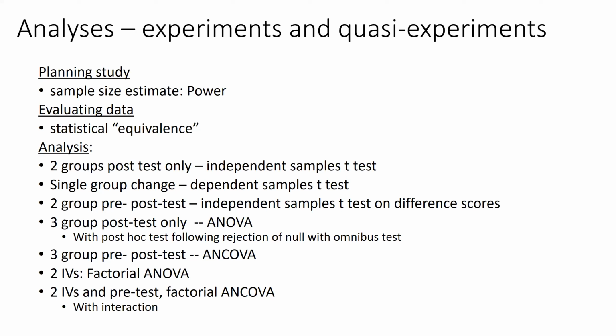By the way, you can also run that as an analysis of covariance, and some people would prefer to do that. The 3-group post-test only, which is the analysis of variance, followed up by a post-hoc test, if you have rejected the omnibus null hypothesis. The 3-group pre-test and post-test, which is an analysis of covariance, because you're adding in the pre-test as a covariate. When you have 2 independent variables, a factorial ANOVA, and when you have 2 independent variables and a pretest, a factorial ANCOVA. Bearing in mind that in any case of a factorial ANOVA, you may have a statistically significant interaction, and then you would want to at least begin to probe that interaction by looking at a profile.